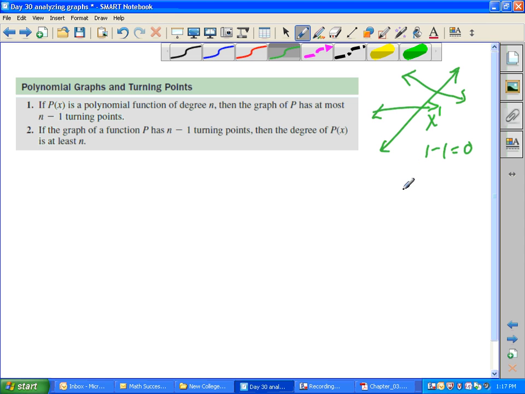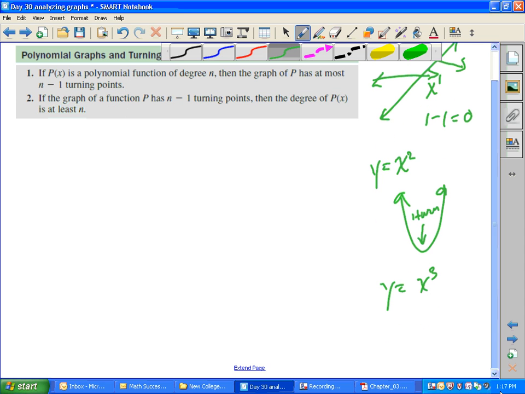There's no curvature to it, there's no bend. For a quadratic, when you have x squared, that's the most basic quadratic function, you know it looks like this, and it has 1 turning point. For x cubed, now gets a little different. It's not really a turning point, but it is kind of a point of inflection, okay? But there's only one.